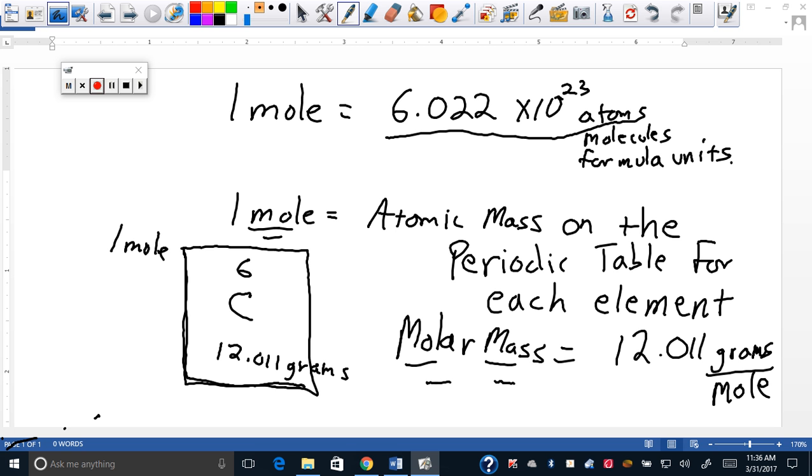Okay? So from now on, when we look at the periodic table, it tells us grams per mole. It's not always 12. It depends on what element you're looking at. Okay? All right?